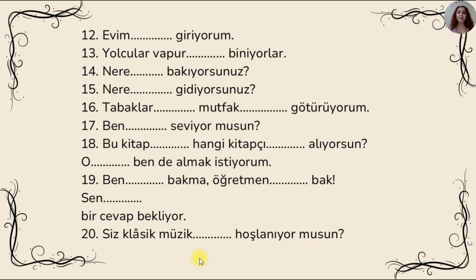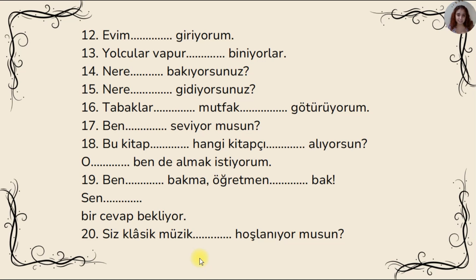18. Bu kitabı, because of being accusative, bu kitabı hangi kitapçıdan alıyorsun? Kitapçı is bookseller. And the question is asking, where are you buying those books from? Bu kitap, this book from. Where are you buying this book from? Bu kitabı hangi kitapçıdan alıyorsun? From which bookseller? Okay, and it is continuing.